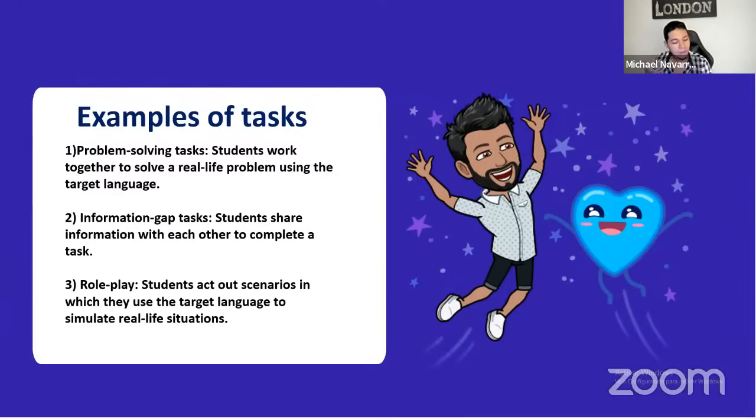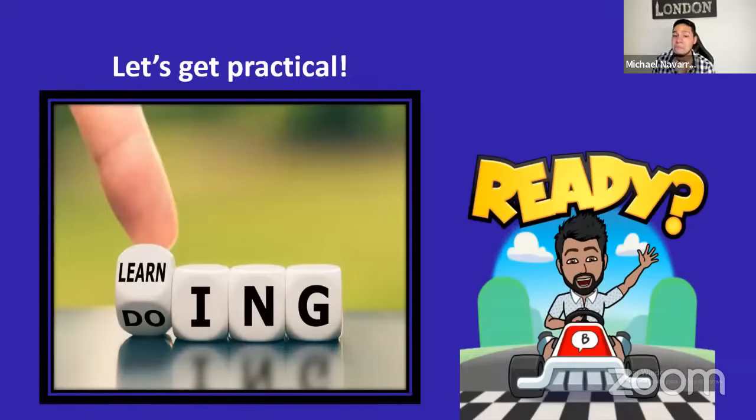So these are the examples, okay, of tasks that you can use with your students. As you can see, these tasks promote collaboration as well as critical thinking. But most importantly, these tasks emphasize communication. Yes, because the student needs to speak and share their ideas with their partners. Okay, so let's get practical.